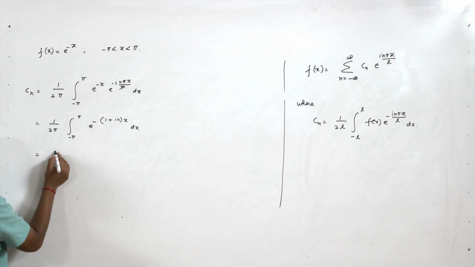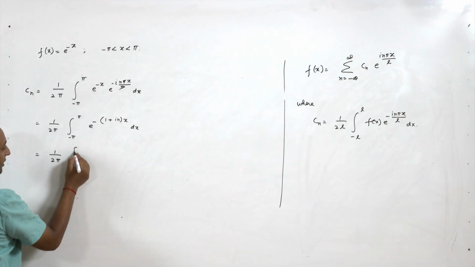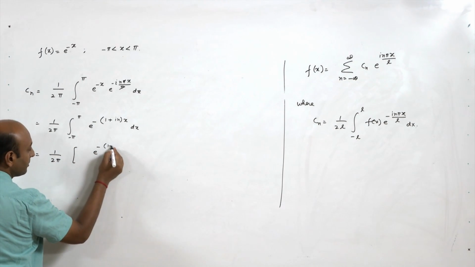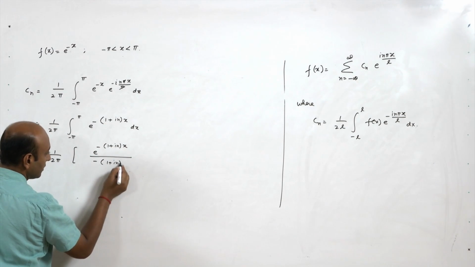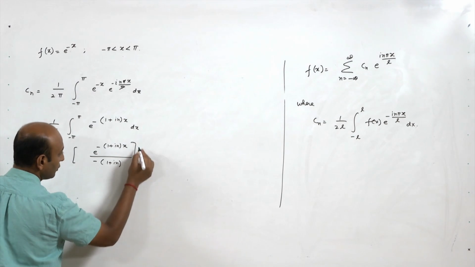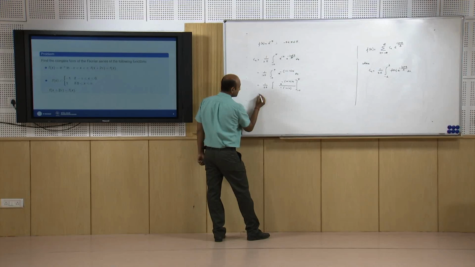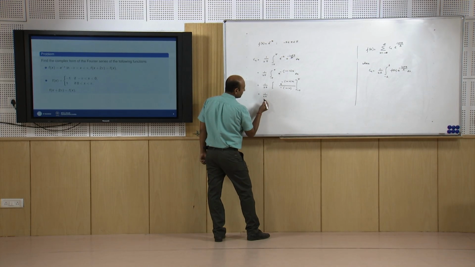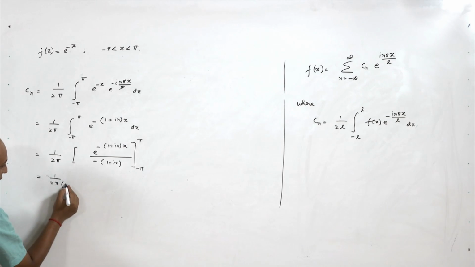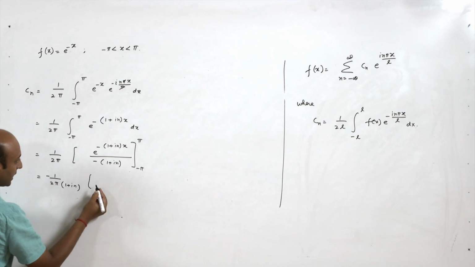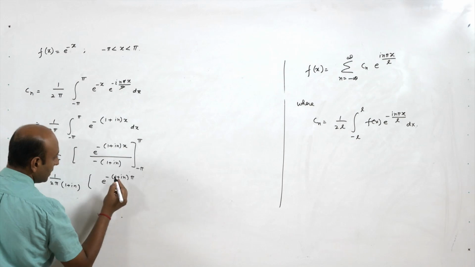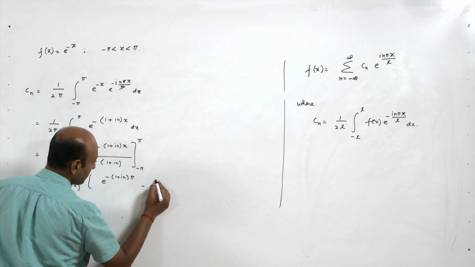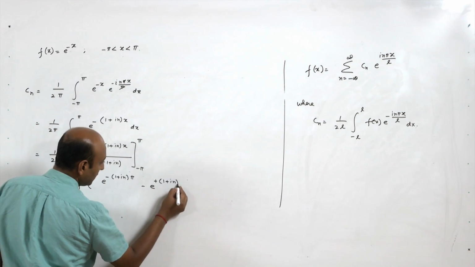So, this further can be written as 1 upon 2 pi. Now, when we integrate this, it is nothing but e raised to the power minus (1 plus iota n) x upon minus (1 plus iota n), and x is varying from minus pi to plus pi. So, this will be further equal to 1 upon 2 pi. You can take this term outside. So, this is negative of 1 plus iota n, upper limit minus lower limit, e raised to the power minus (1 plus iota n) pi minus e raised to the power plus (1 plus iota n) pi.